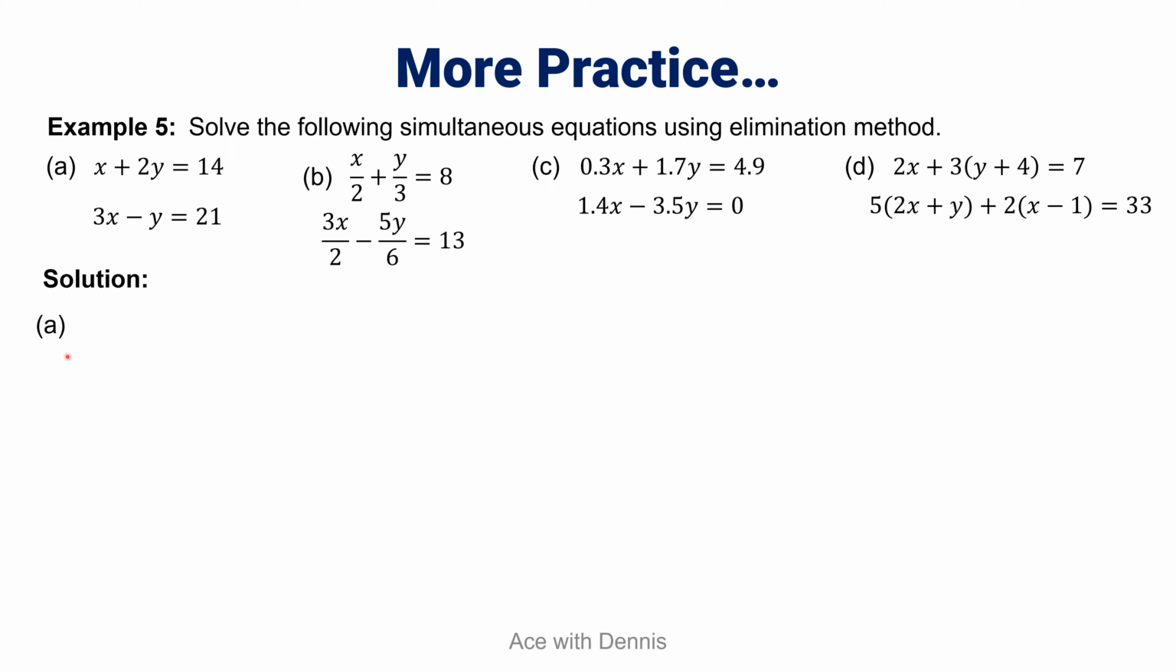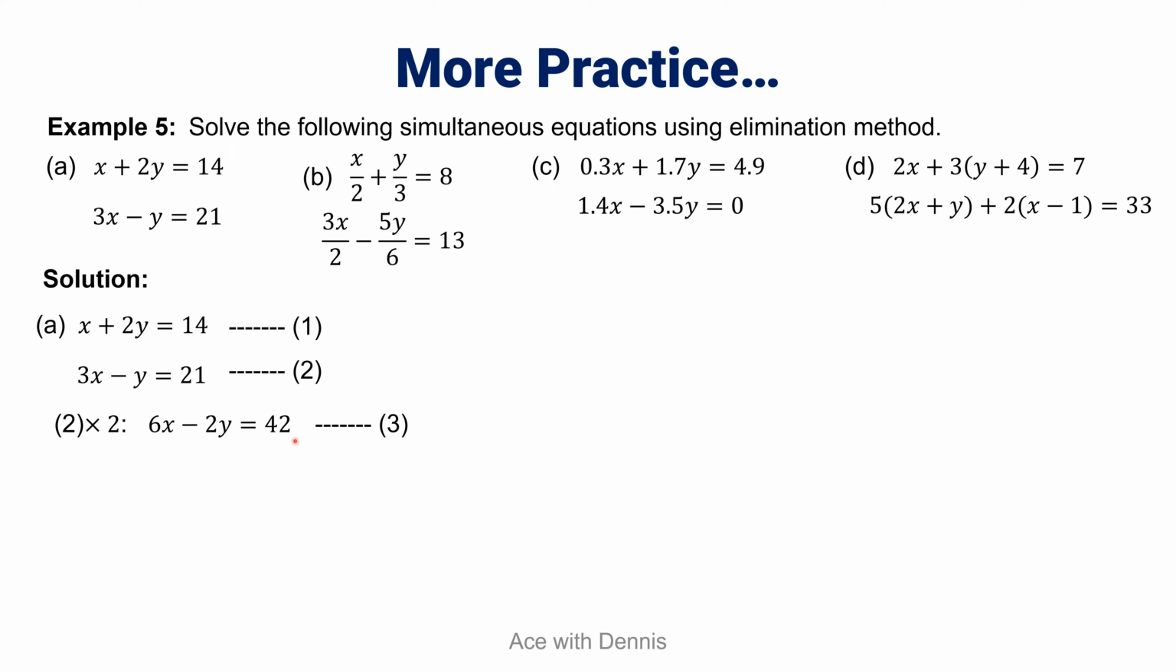So the solution for A is just a regular example here, right? So x plus 2y equals 14, 3x minus y equals 21. So this is equation 1, equation number 2. I want to eliminate, let's say for this case, y. Then I have to make them have the same coefficient. So for equation number 2, I multiply by 2. So now I will have 6x minus 2y equals 42. Okay, as you can compare, they have the same coefficient. The only difference is one is plus, one is minus, but it's still fine.